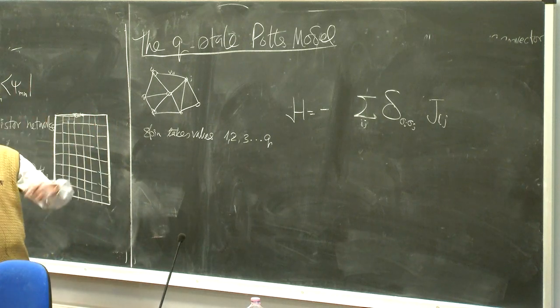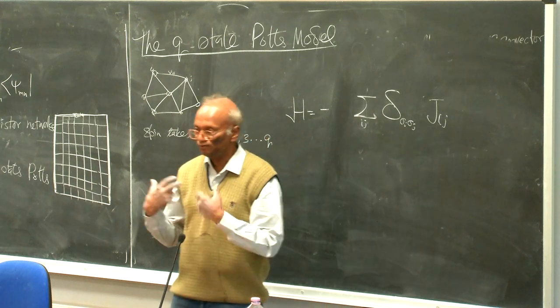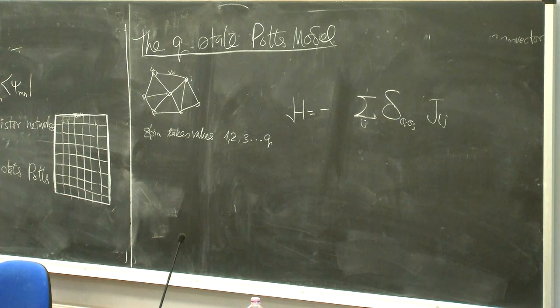So between any two linked sites, this delta function is 1 if sigma_i equals sigma_j, and 0 otherwise. So if the two spins have the same state, then there is an energy minus J_ij, that's the contribution to energy, otherwise it is 0. You can take all J_ij equal to J. For the moment, we will set all J_ij equal to J. And later on, if the bonds are different, then everything goes through. For simplicity of notation, I am setting all J_ij equal if there is a bond. If there is no bond, then it is 0.